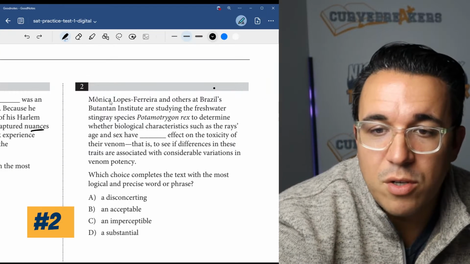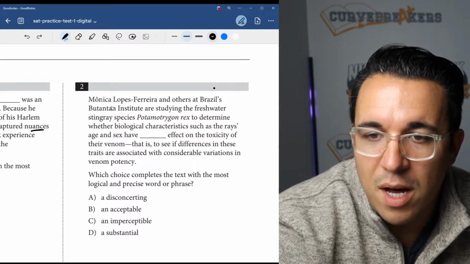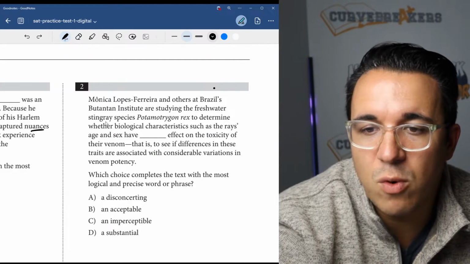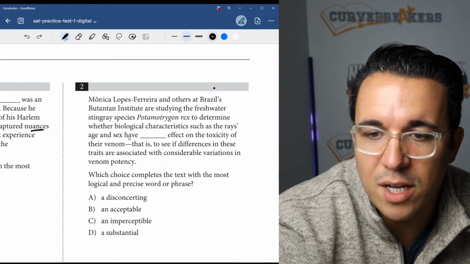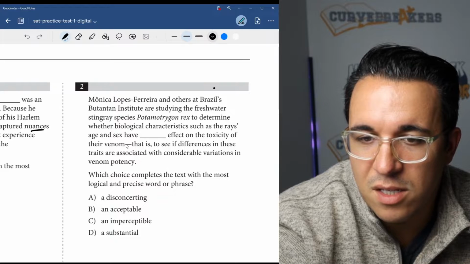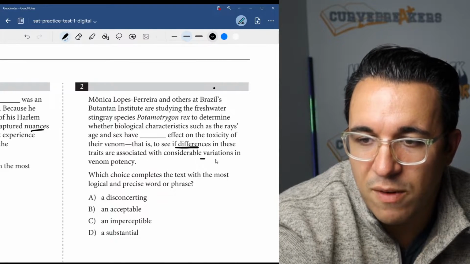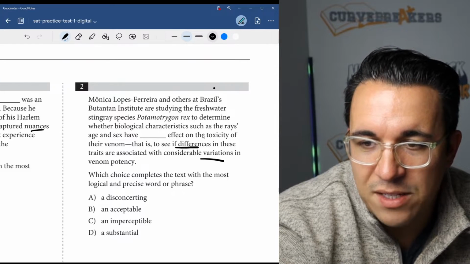All right, let's get into number 2. Once again, word in context. We're looking to find a word here that fits. Monica Lopez Ferreira and others at Brazil's Butantan Institute are studying the freshwater stingray species to determine whether biological characteristics such as the ray's age and sex have blank effect on the toxicity of their venom. This is to see if the differences in these traits are associated with considerable variations in venom potency. So they want to see if it has an effect.